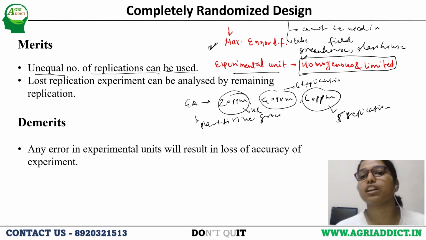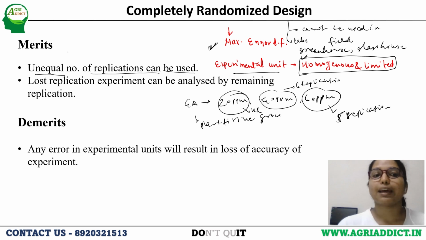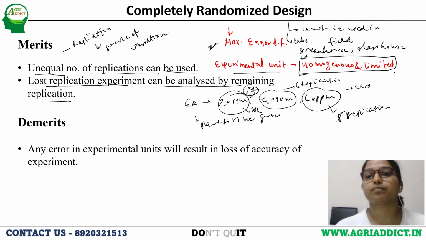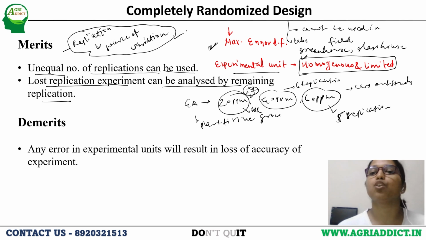We can keep different replications for different treatments because here the replication is not a source of variation. In CRD, replication is not a source of variation. So that's why an experiment with a lost replication can be analyzed with the remaining replications. Say from these 4 replications we lost one and are left with only 3, then also we can carry out our study. Why? Because replication is not a source of variation. If there is loss in replication, we can still go for the study. That is the merit of completely randomized design.